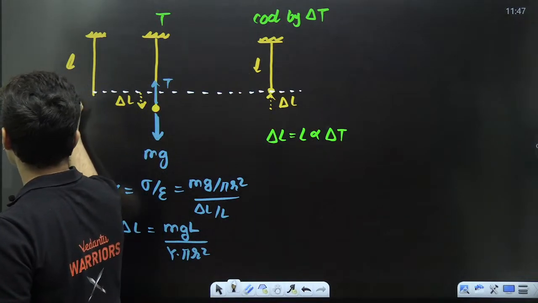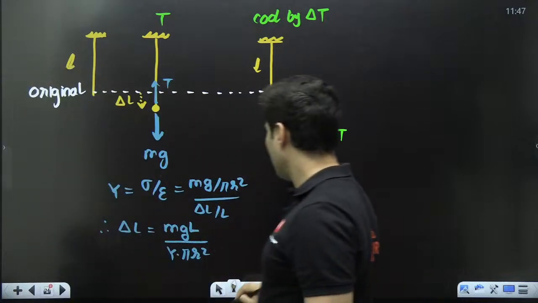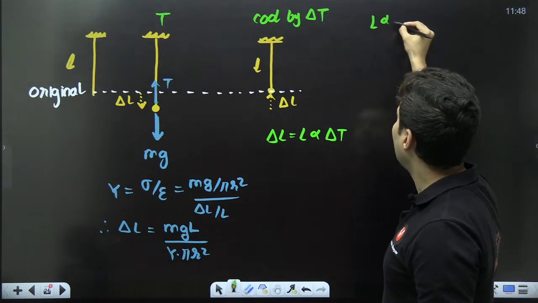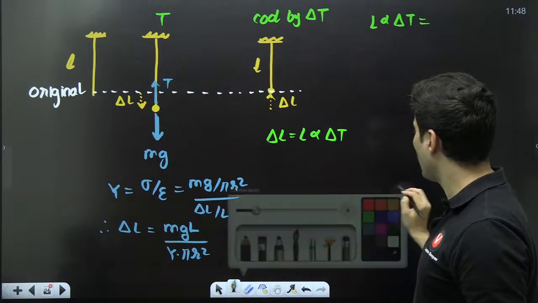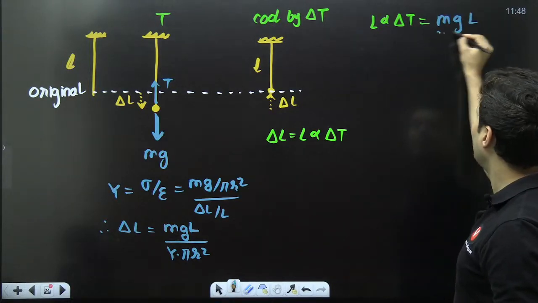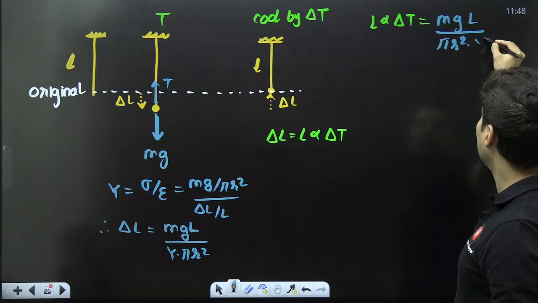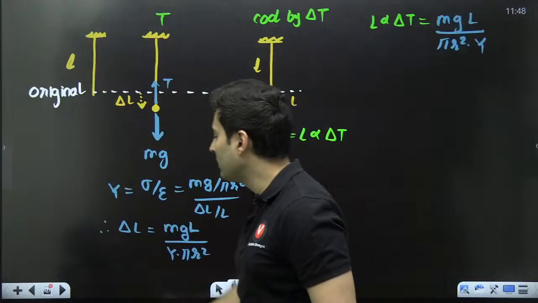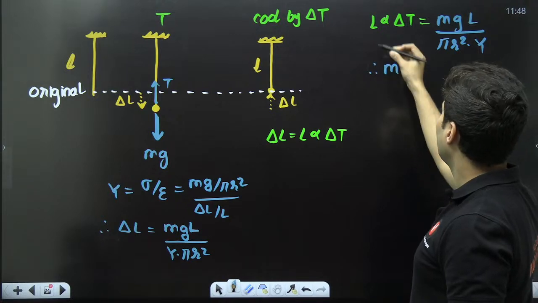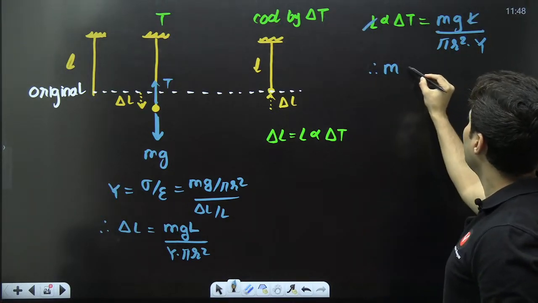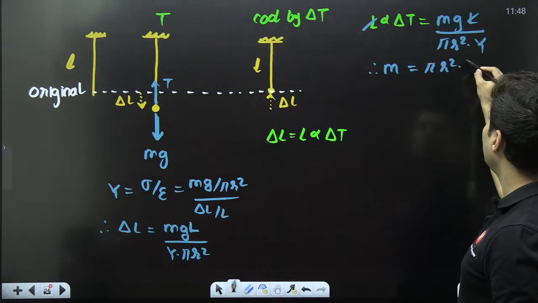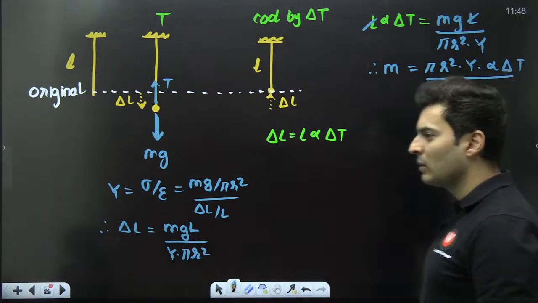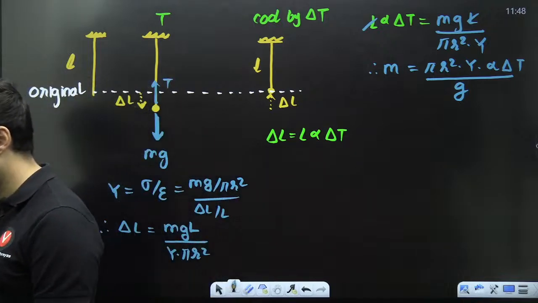This is your original length. That's it. So now just equate both of them. L alpha delta T will be equal to mgL by pi r square into Young's modulus. What is asked in the question is to find the value of the mass, that means I need m. So first of all, L and L will cancel. m will be equal to pi r square into Y into alpha into delta T, the whole thing divided by g.